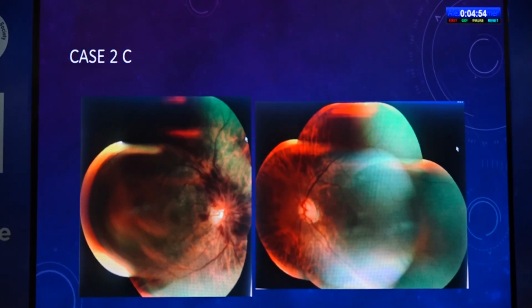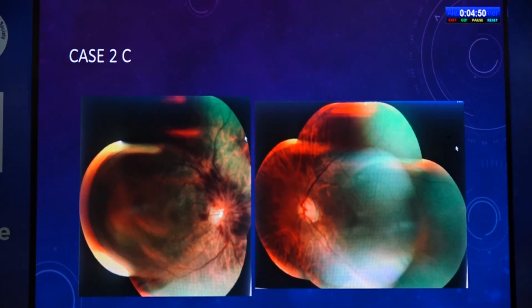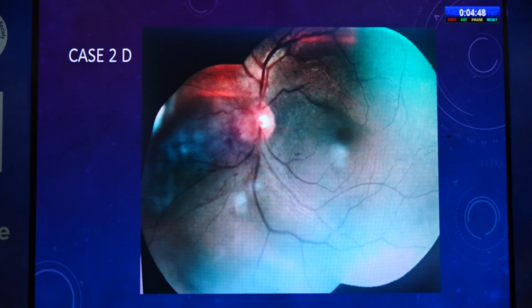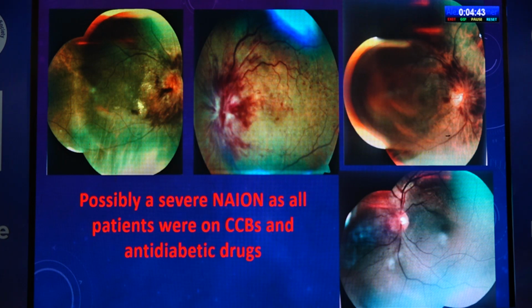And the third case, again this patient had hemorrhages around the disc but sparing the temporal part of the disc, more on the nasal side. And the fourth case, again hemorrhages near the nasal side, sparing the temporal side. So all these 3 or 4 cases had a similar clinical picture, and were all hypertensive and diabetic. So what was the cause?